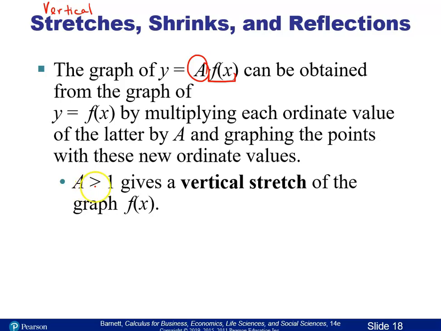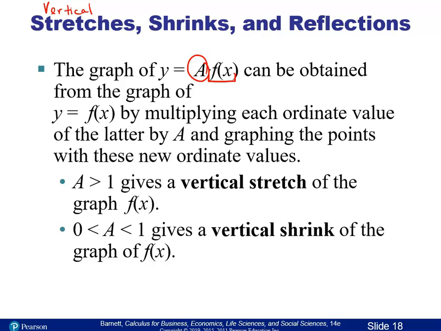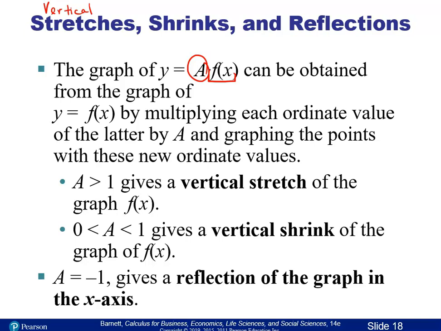Okay, if the a is greater than 1, then it's actually going to give it a vertical stretch. If it's between 0 and 1, so like 1/2, 1/3, 0.25, things like that, then it takes and it shrinks it vertically. So it's kind of like it's flattened out. And then if the a is a negative, then it reflects it in the x-axis.